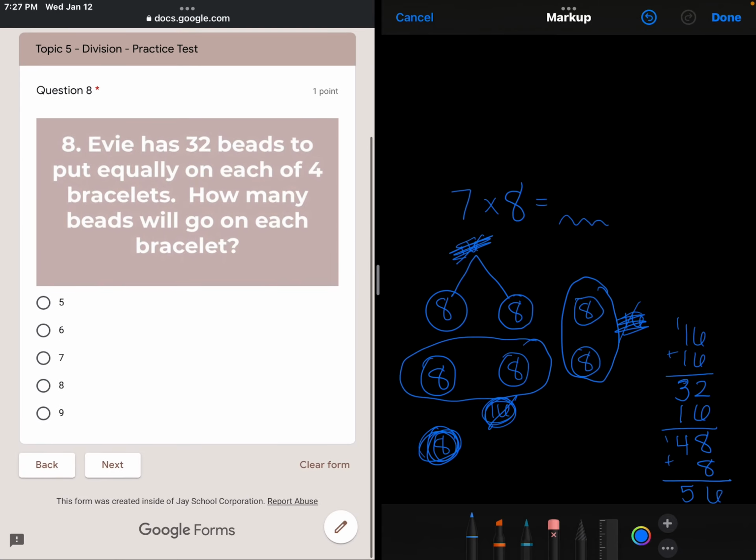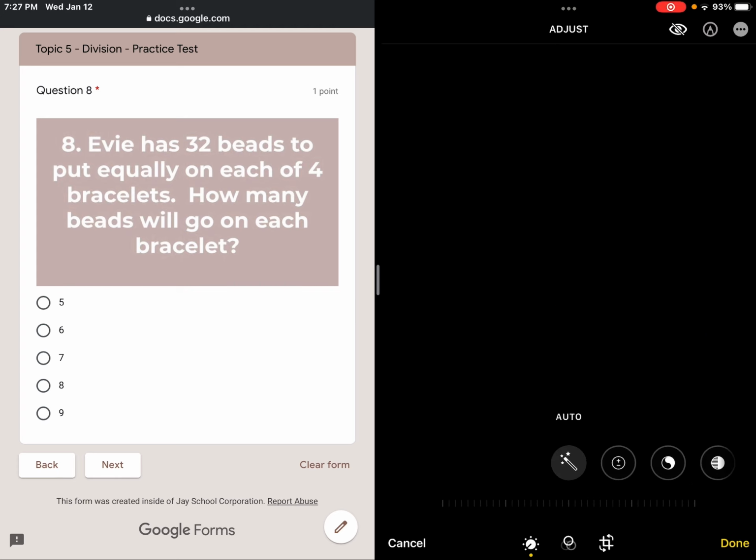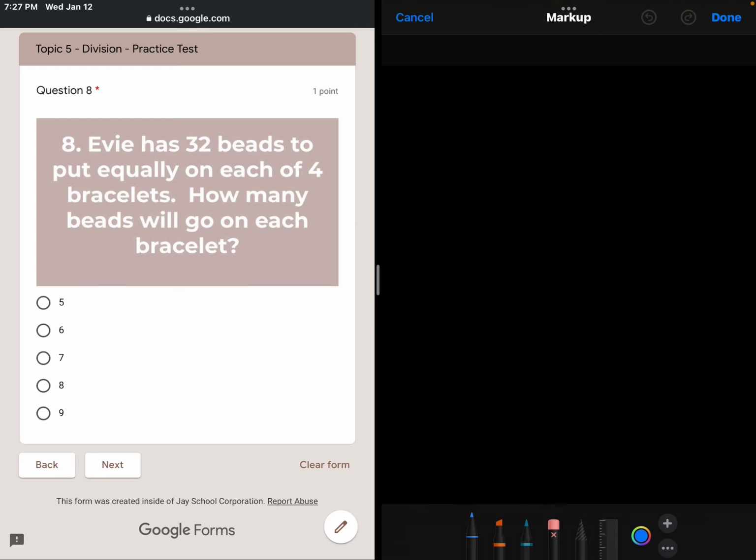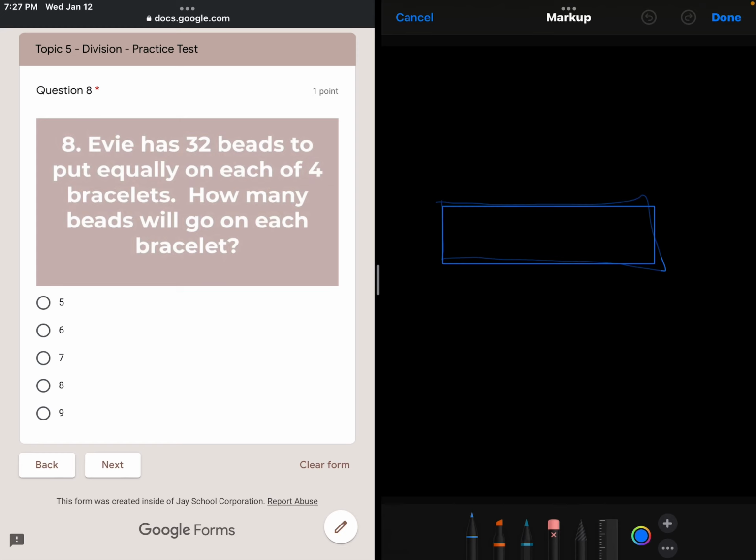All right. So number 8 says Evie has 32 beads to put equally on each of the 4 bracelets. How many beads will go on each bracelet? Okay. So let's draw all of our bracelets out. So we have 4 bracelets. So I'm going to draw a box, and I'm going to split it up into 4. So I have 4 boxes. And it says there are 32 beads to put in the 4 bracelets. So I have 32 beads to separate into these 4 bracelets.